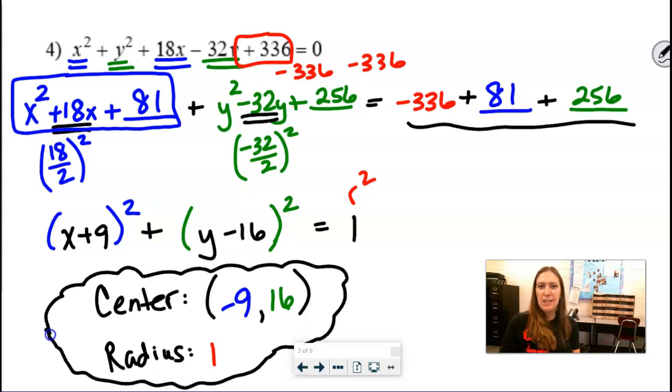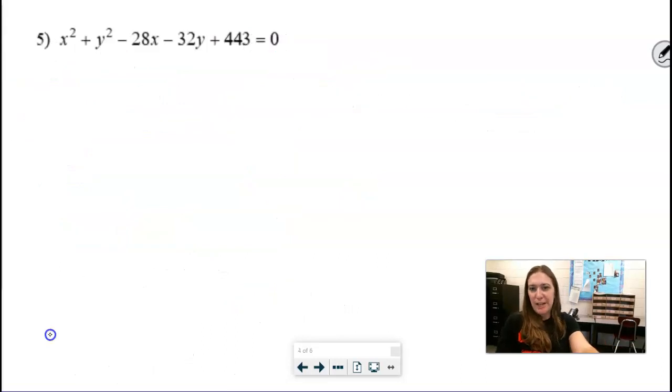Can you write it in standard form by completing the square? And then after that, can you identify the center and the radius? Hopefully the answer to all that is yes.